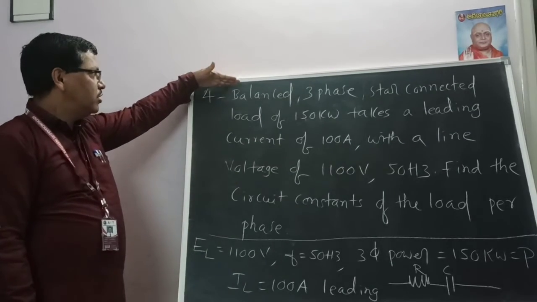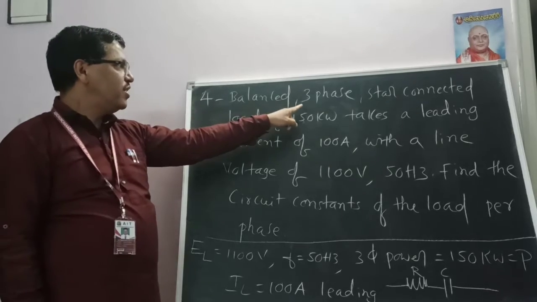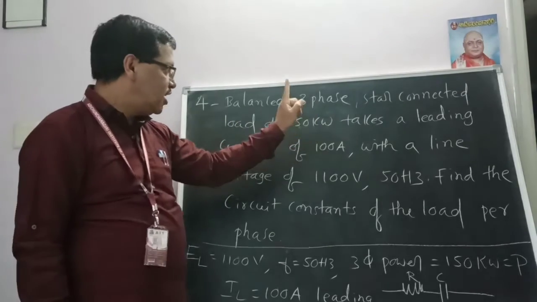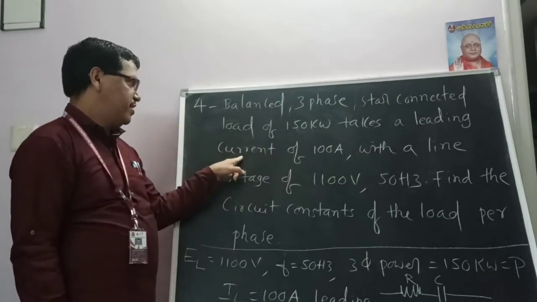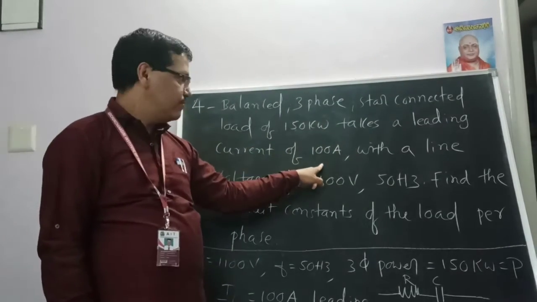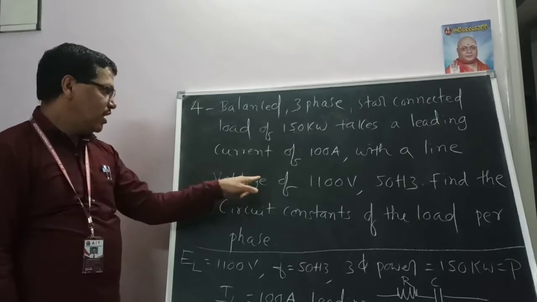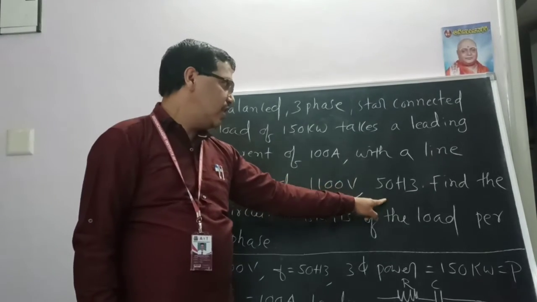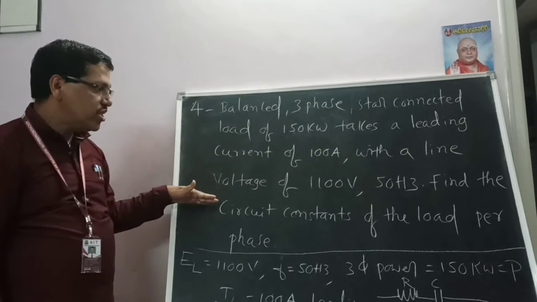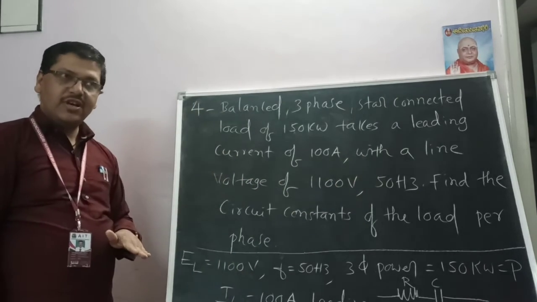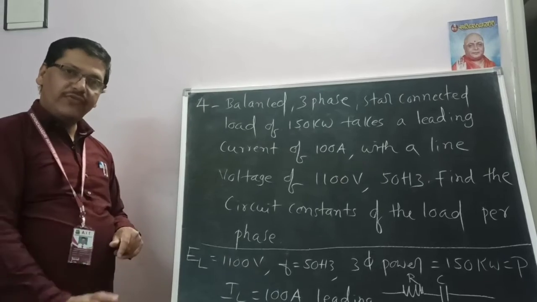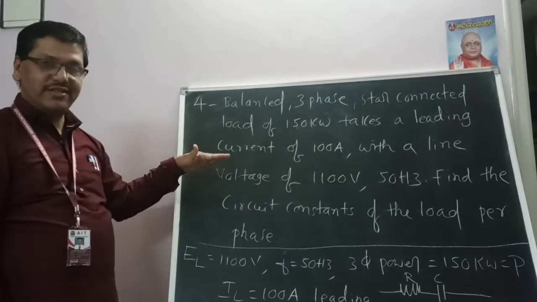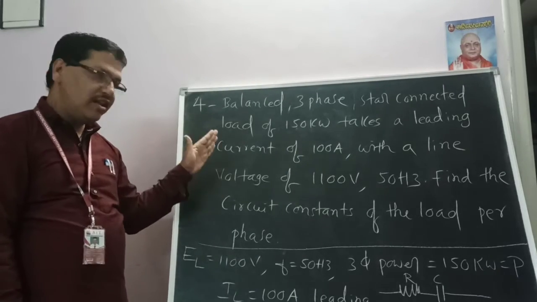Let us move to the fourth problem. This is a balanced 3-phase star connected load. Power is given as 150 kilowatts. That load takes a leading current of 100 amps with a line voltage EL of 1100 volts, frequency 50 hertz. Find the circuit constants of the load per phase. Per phase, some circuit constants are there, I mean the parameters. Circuit constants means R, C, L like that.